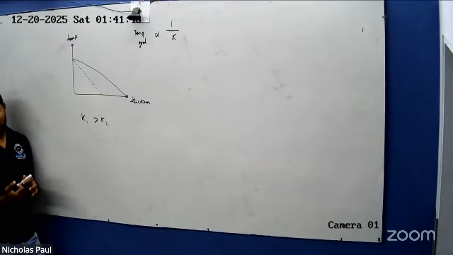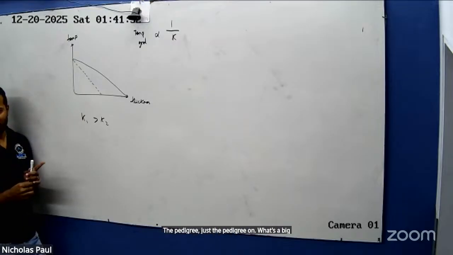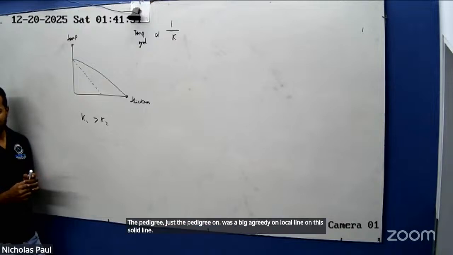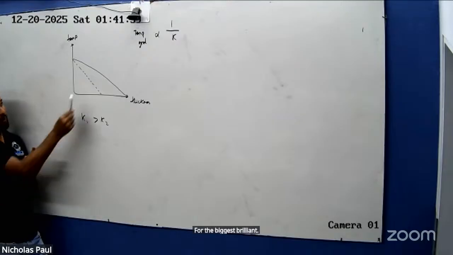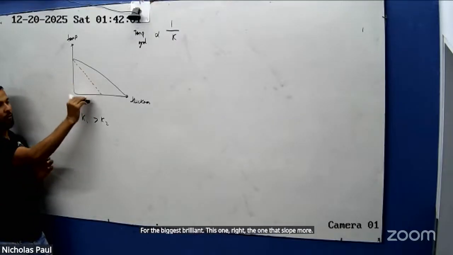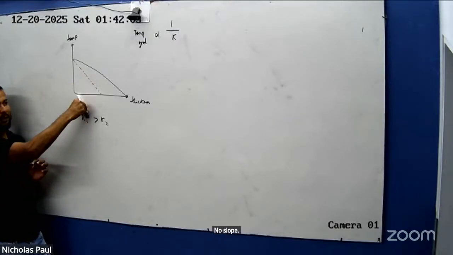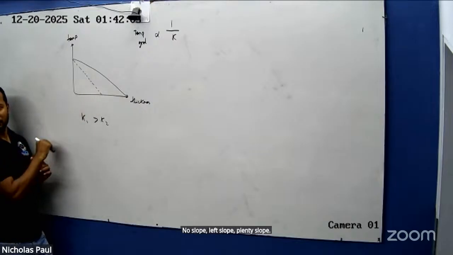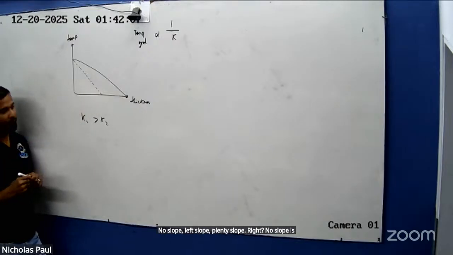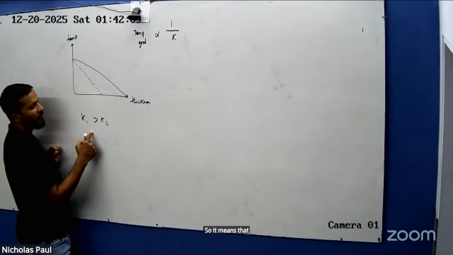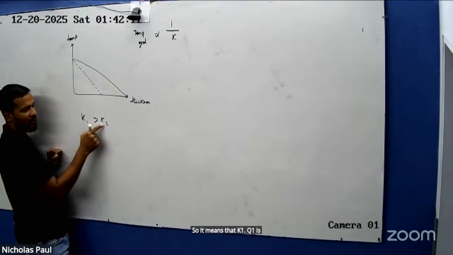Look at the gradient. Just look at the gradient. Who has a bigger gradient? The broken line or the solid line? This one, right? The one that slopes more. No slope, less slope, plenty slope. No slope is a horizontal line. So it means that K1 is a better conductor than K2.